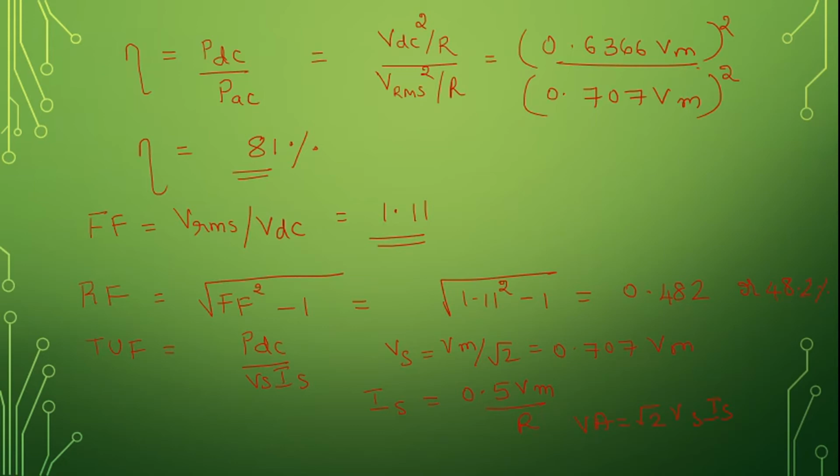On substituting the value of PDC, which is (0.6366 Vm) whole square by R, and substituting the values of Vs and Is in our volt ampere rating, the transformer utilization factor we get is 81.06%. So these are the power performance parameters of the full wave rectifier with resistive load.